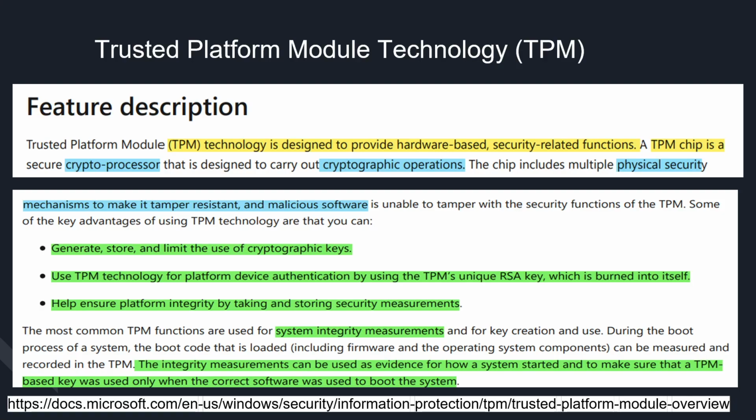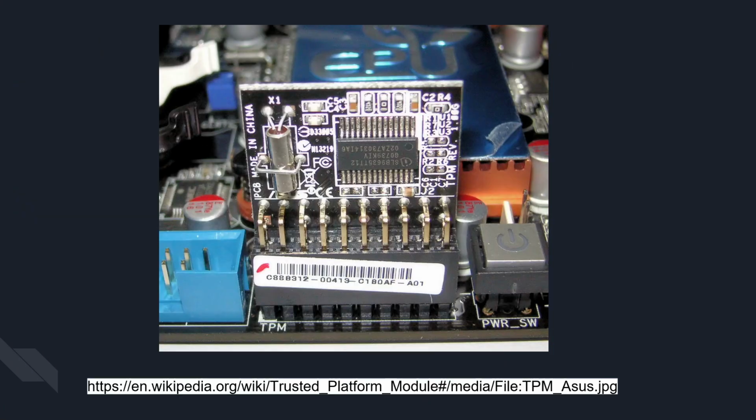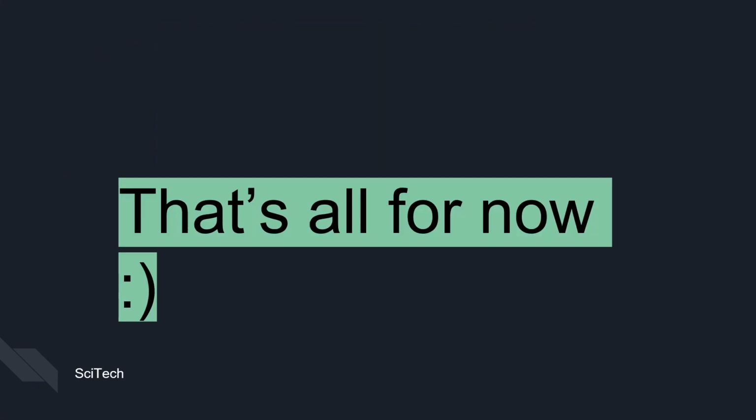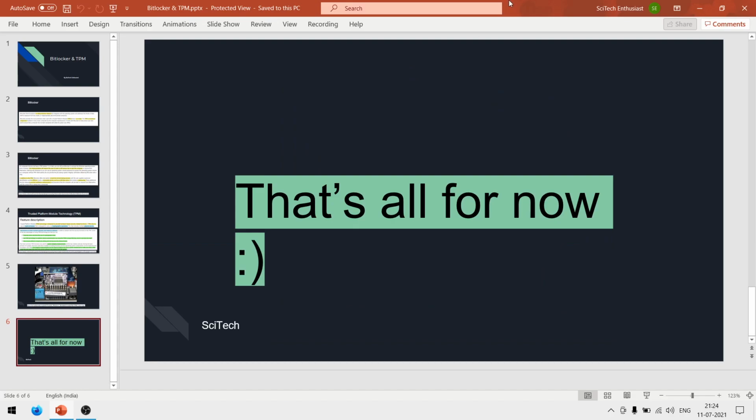There are practical applications of this, like network admins can remotely control the machine without having to worry about actually entering the BitLocker PIN and stuff like that. So this is how a TPM chip looks like, and that's it for now. So let's jump to the demonstration.